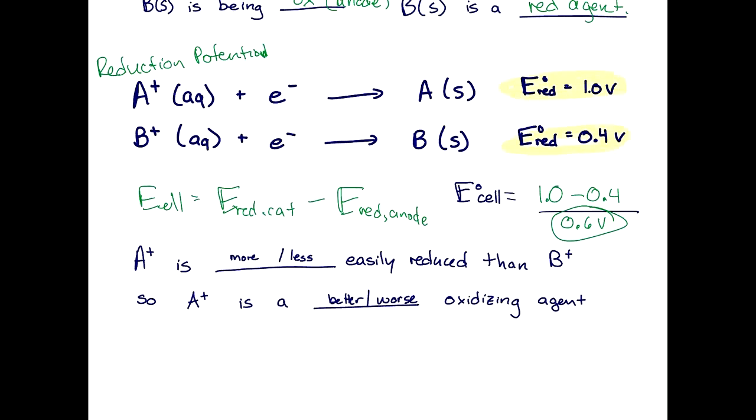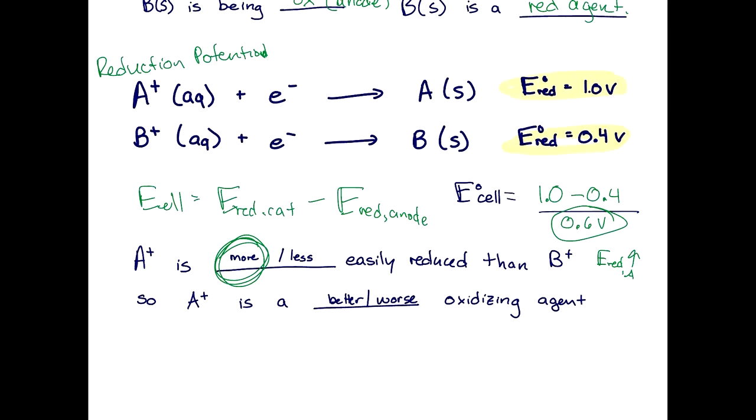A plus is what, how is its reduction compared to B plus? Is it more or less easily reduced based upon these numbers? What do we think? It is more likely to be reduced because its reduction potential is higher for A. A's reduction potential is higher. It's more spontaneous, so it's more easily reduced because I'm giving you reduction values.